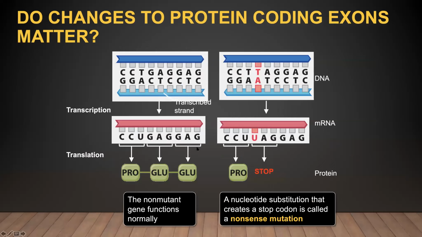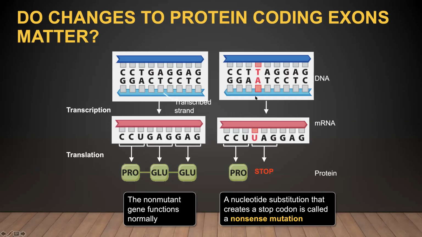Other changes that we can see happen. This again is our non-mutant form. And then, oops, I forgot to put the title here. This mutation is actually now going to be what we call a nonsense mutation. What happens here is that we see another change. In this situation, the GC has been changed to a TA, and it's still a point mutation.